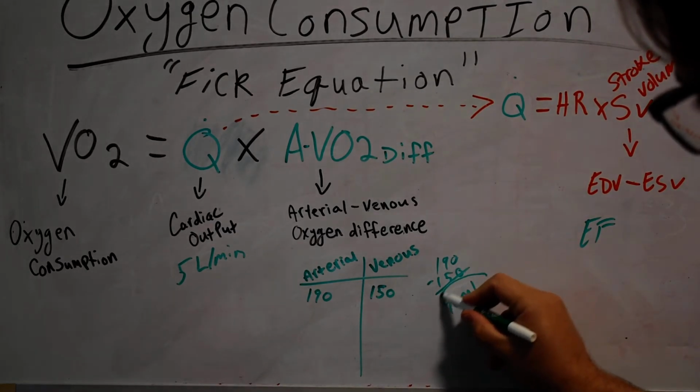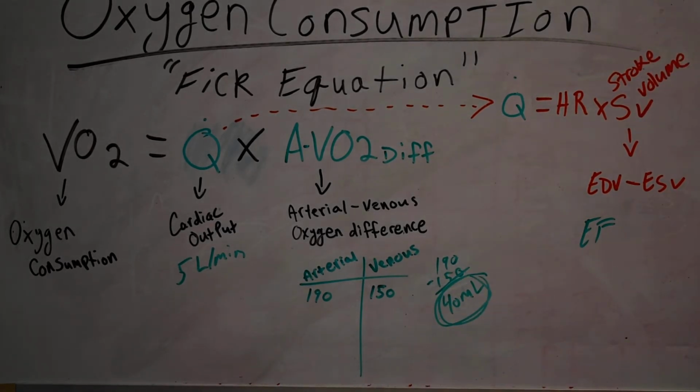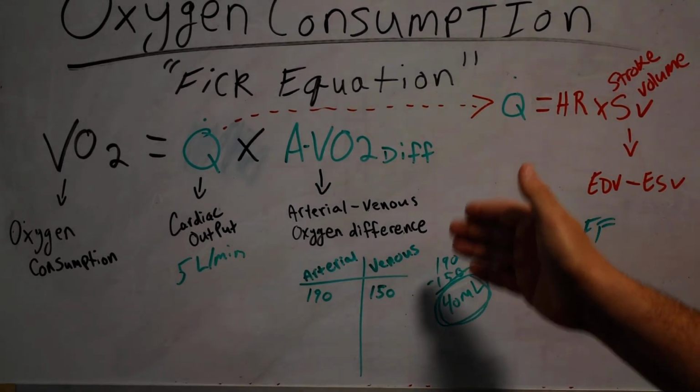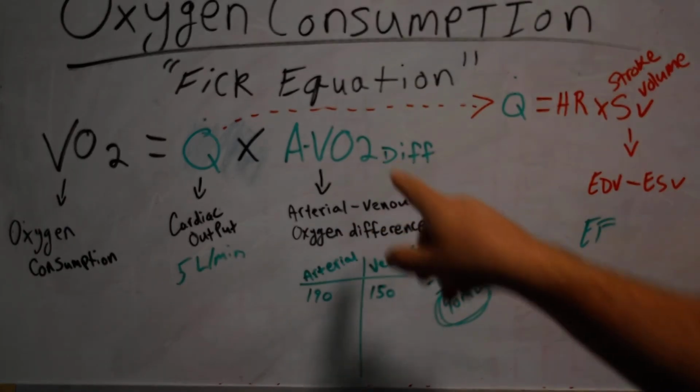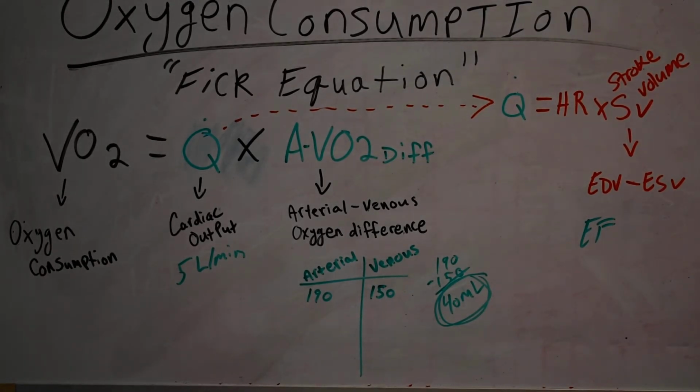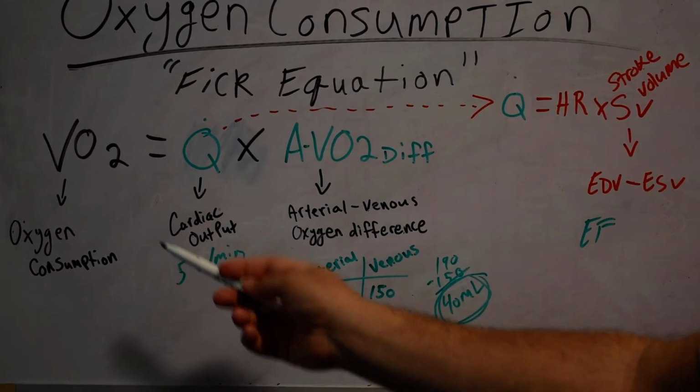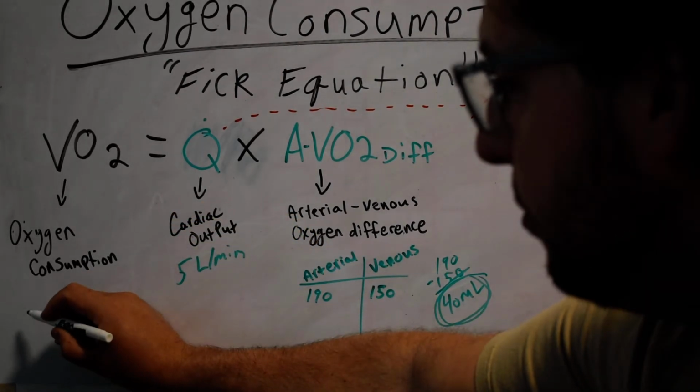mLs was extracted by the working tissue. That 40 would, again, in theory, be plugged in as your VO2 number. So you would actually take your 40 mLs, multiply that by 5, and then you would get 200 over here.